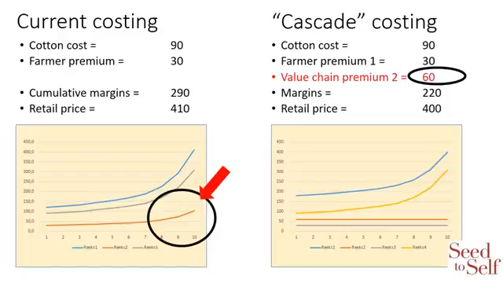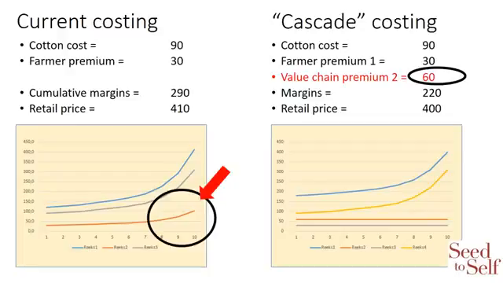So you see the orange line at the bottom, it goes up, up, up, up, up. And this is basically just the margins accumulated to the premium. You know, that 30 rupees at the beginning of the chain becomes something like 100 rupees at the end. And only 30 go to the farmer. So you have a cumulative margin of 290 and a retail price of 410.